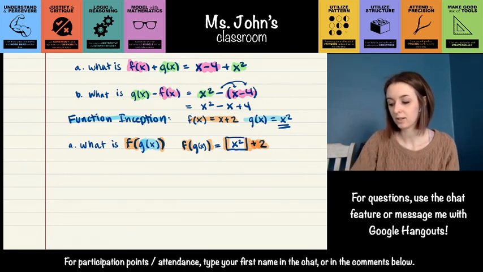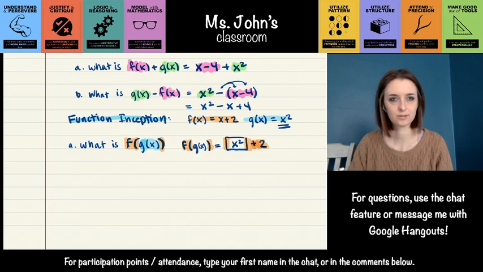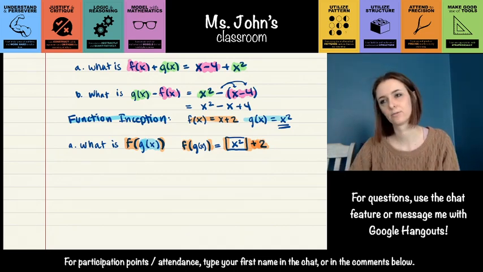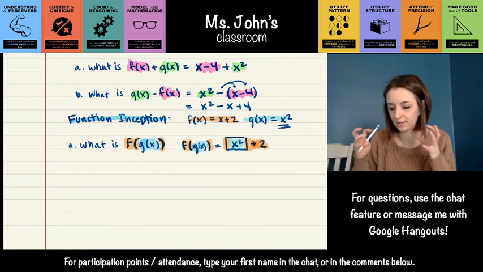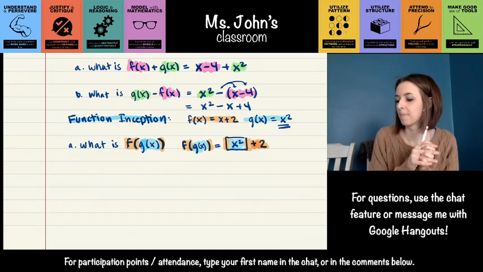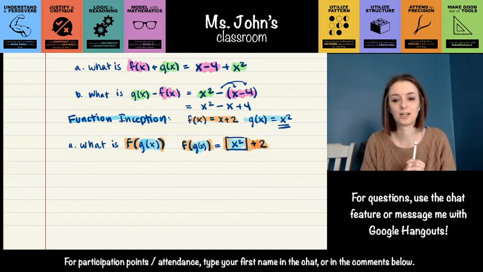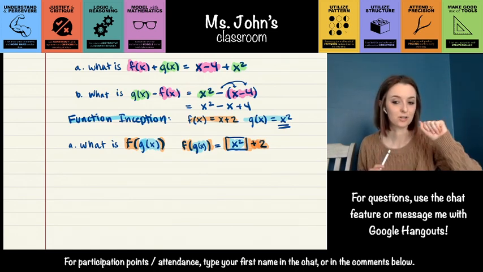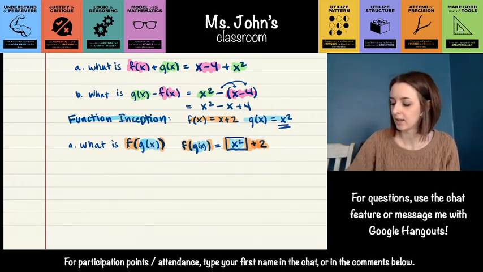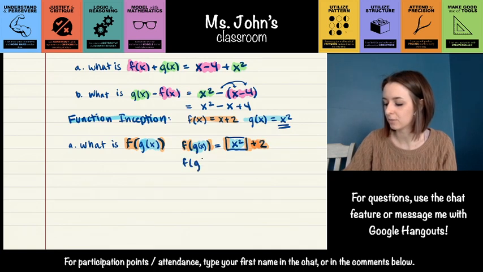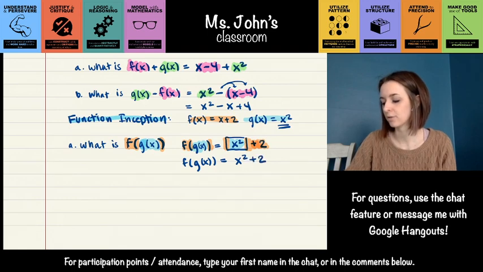So that could be a lot longer. You could be plugging in something like 10x plus 5 minus 25y. But in this case, x squared is the entire function. So we've stuck the g of x function inside the f of x function. We replaced the variable in the f of x function with the entire function from g of x. So the finished product here looks like x squared plus 2.